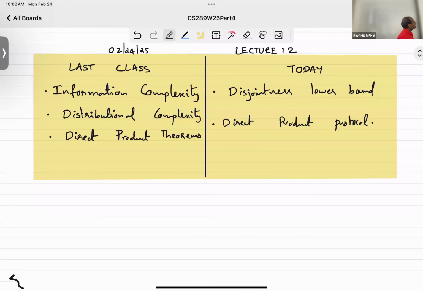Okay, so last class we talked about information complexity, distributional complexity, and the general philosophy behind direct product theorems. These occur in very different fields, but the concept is always the same. They occur in communication complexity, in circuit complexity, in cryptography, and many other places. Here you're mainly trying to understand if solving n copies of a problem should be n times as expensive as solving a single copy.